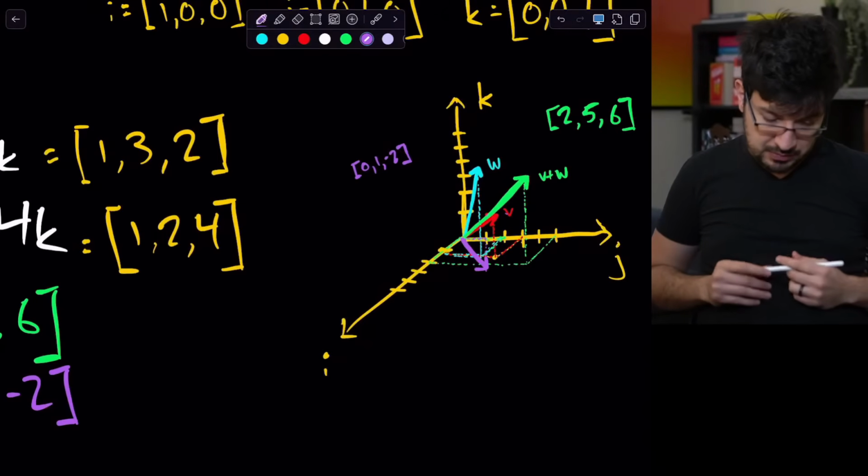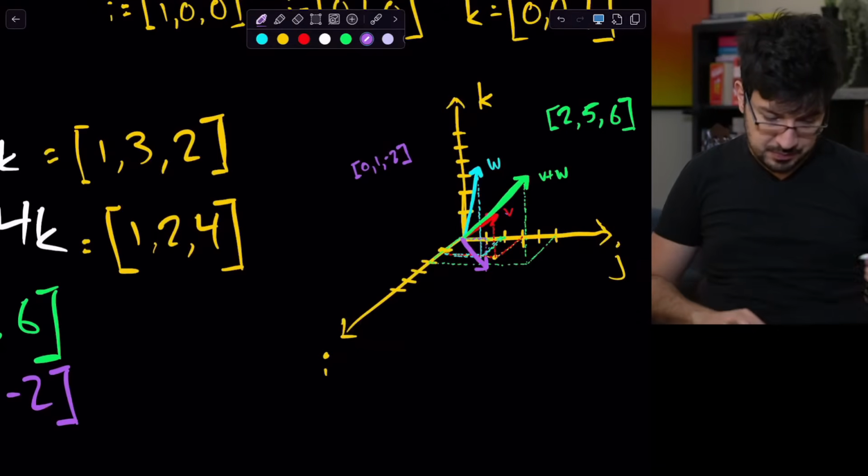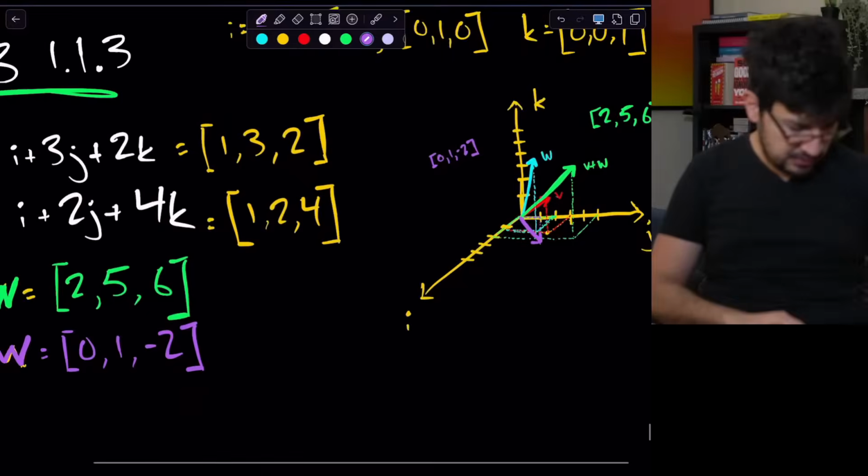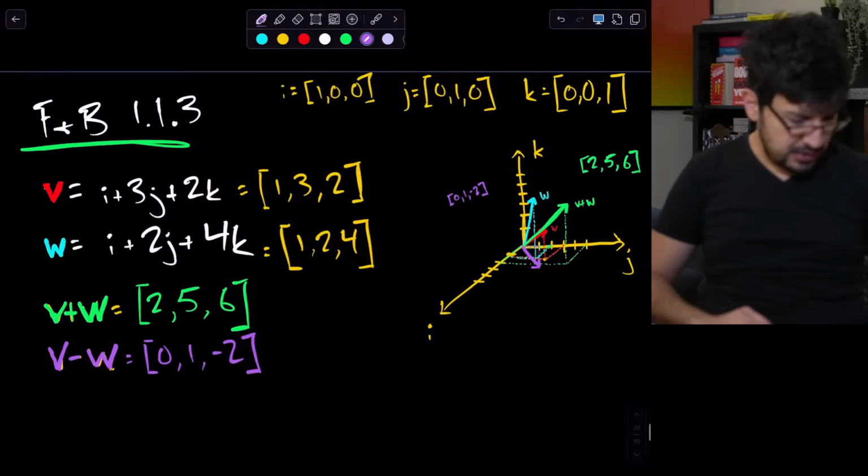That's a pretty cool problem, I think, for elementary linear algebra problem 3. I like it a lot. All right, so Fraleigh and Beauregard 1.1.3 is done. Let's go.